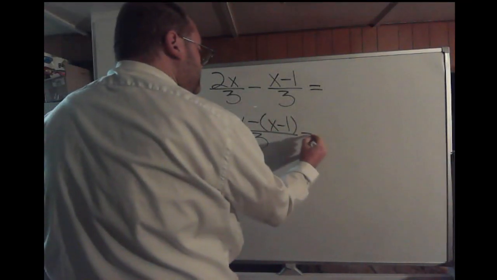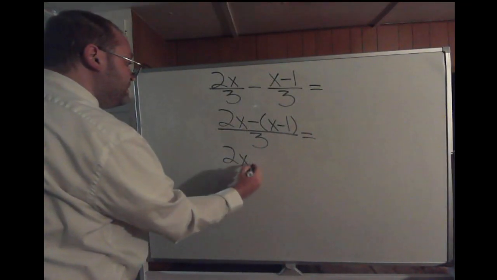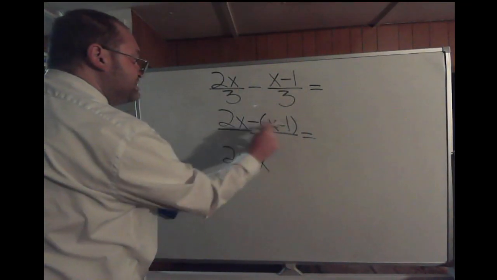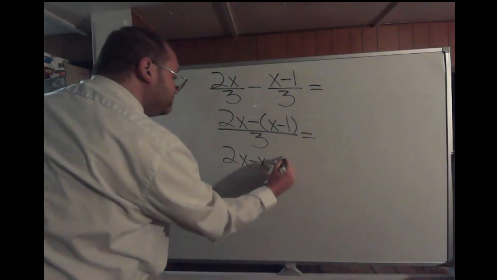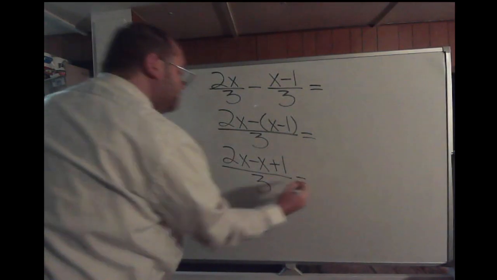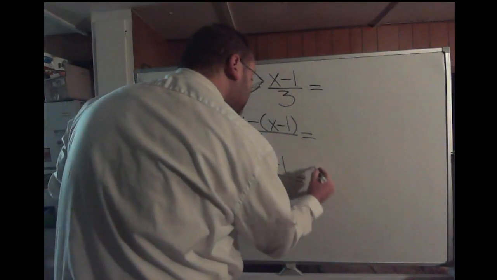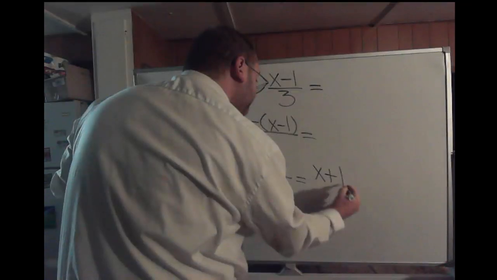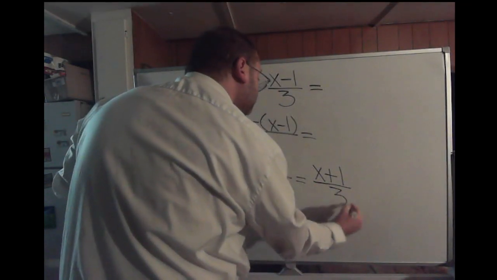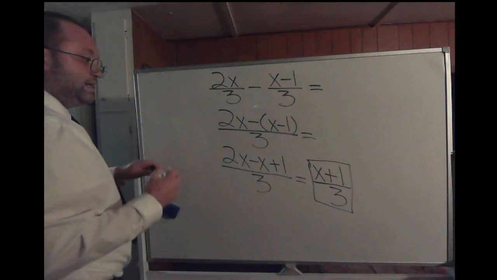of 3, which when you simplify this you would get 2x minus x, then minus minus 1, that's actually plus 1 all over 3. Well, let's do the math a little further. 2x minus x, that's just x, then you have plus 1. So you should get x plus 1 over 3 as your final answer.